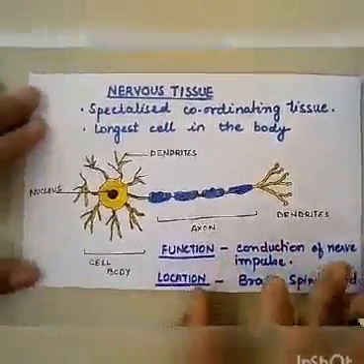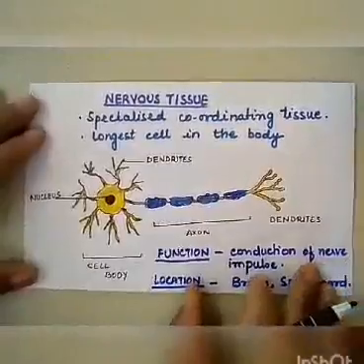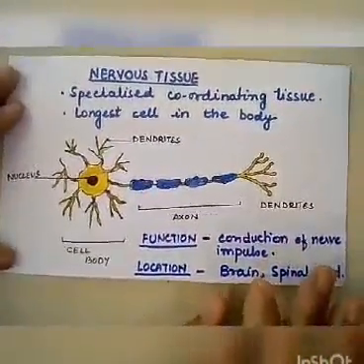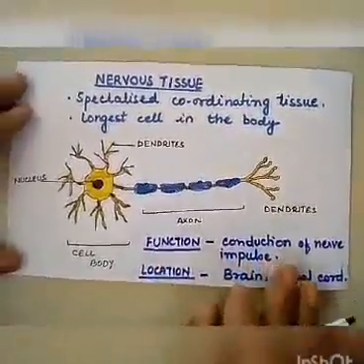Now children, we come to the end of the chapter. Your assignment is to draw all the diagrams of animal cells in your notebook, and you will get all the answers in my next video.